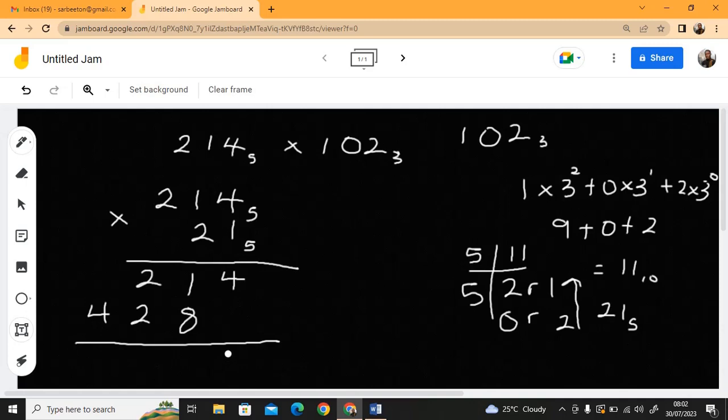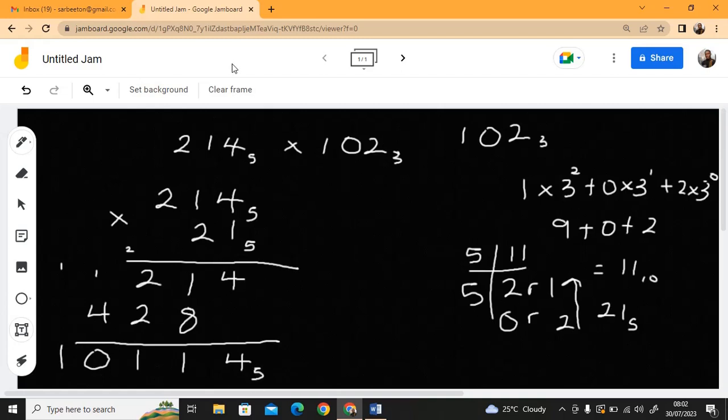4, this 4 is less than 5. 8 plus 1 is 9. 5 goes in 9, that is 1, remainder 4. Then 2 plus 2 plus 2 is 6. 5 goes in 6, that is 1, remainder 1. 1 plus 4 is 5. 5 goes in 5 is 1, remainder 0. So I'm going to put this 1 down. So this is my final answer.